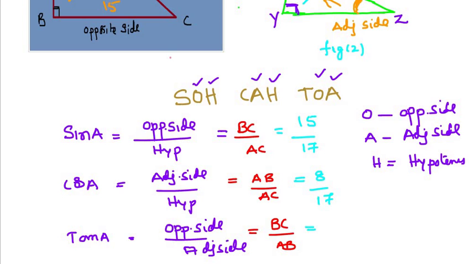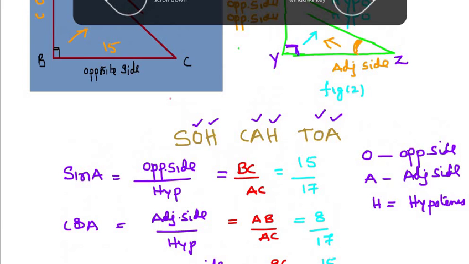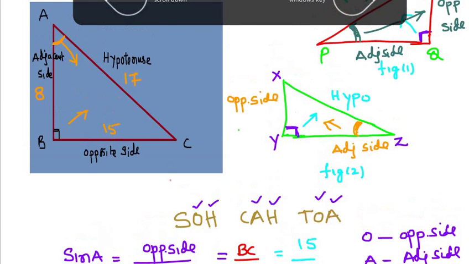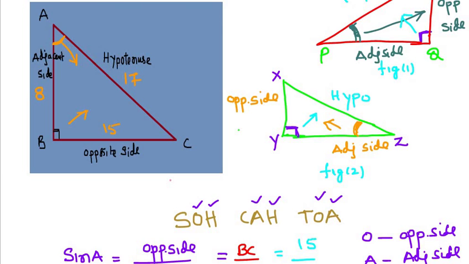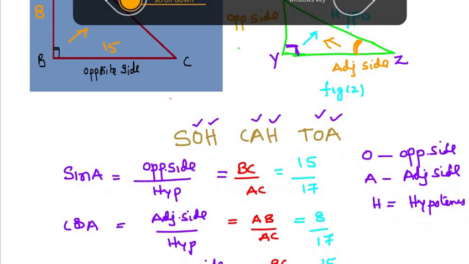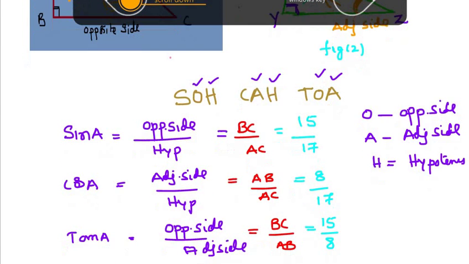So BC is 15 centimeters and AB is 8 centimeters. You can cross check also from the figure. So from the figure, sin A is 15 by 17, cos A is 8 by 17, and tan A is 15 by 8. This is all about the sum.